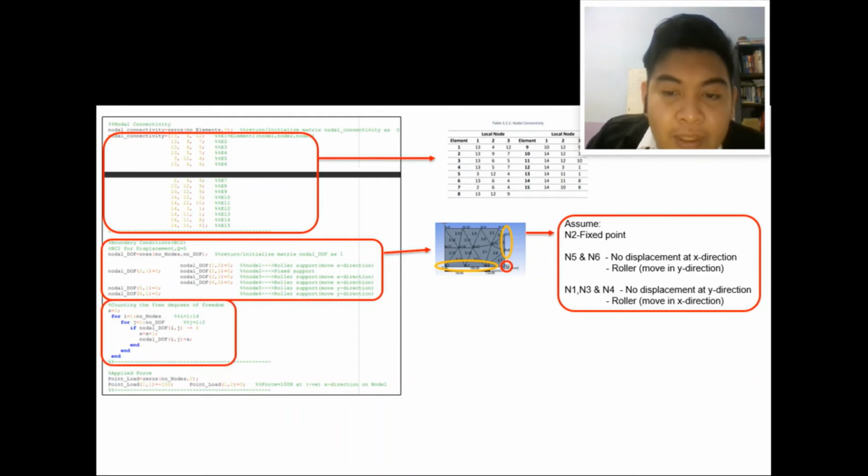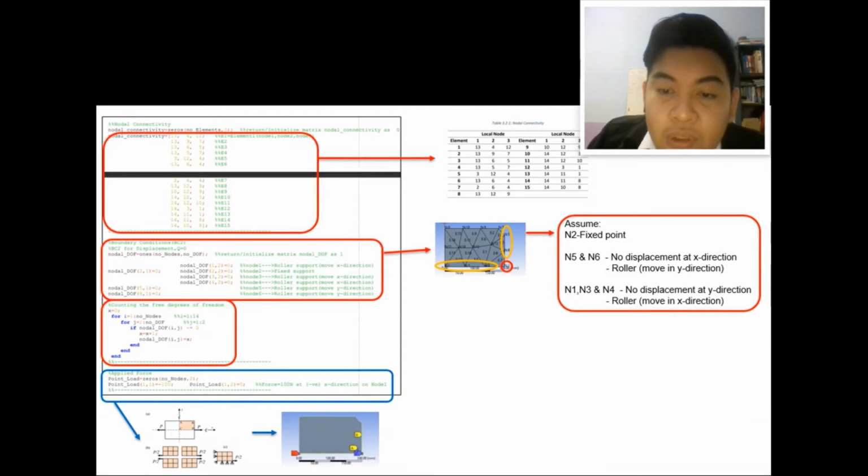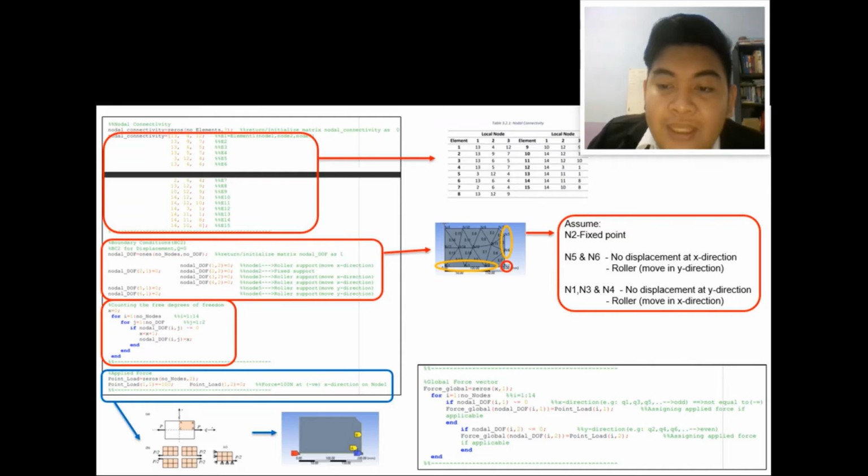Then we assign the applied force, which in this case is at node C, or node N1, with 100 Newton in the negative direction of the x-axis. Then we assemble it into the global force vector for only the point load.